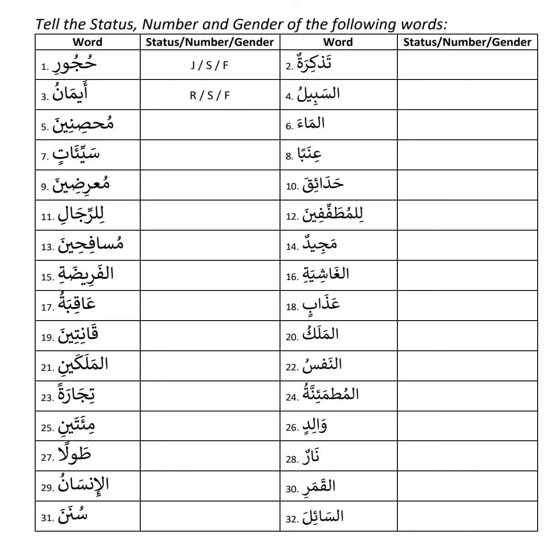The last one is sa'ila. The sa'ila is the person who asks a question. Sa'ala means ask, so sa'ila means the person who is asking a question. For the last one I'll give you the answer, because sa'ila means one person, and its last sound is nasib, and there is no feminine characteristic, so it is masculine.